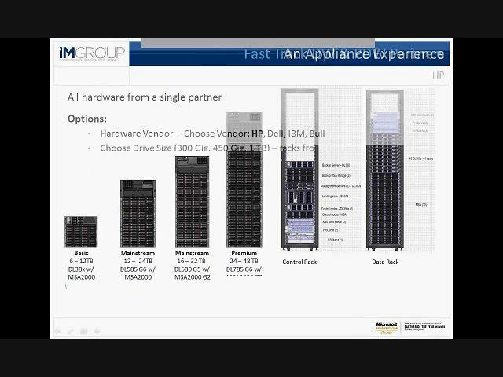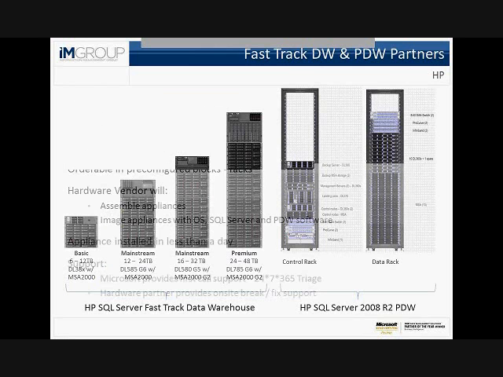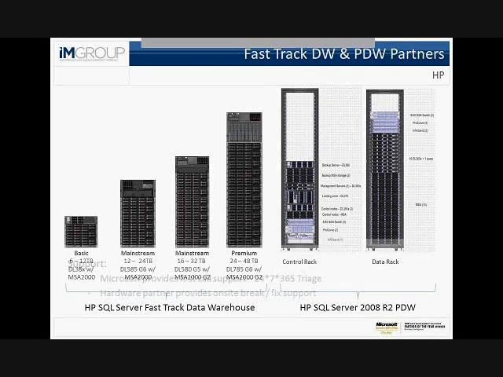So, for example, if you're going to HP, fast track data warehouse, as I mentioned, you might go from 6 terabytes up to 48 terabytes with Hewlett Packard, going from basic, mainstream, up to premium. So these are pre-configured machines, going from a DL385 series up to a 780G6 series with their storage array pre-configured.